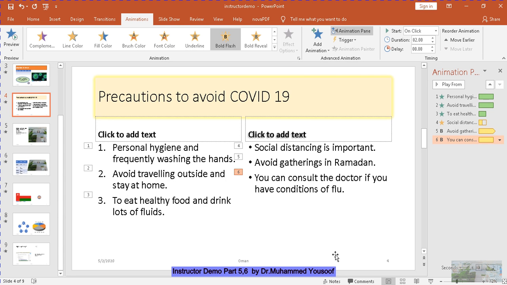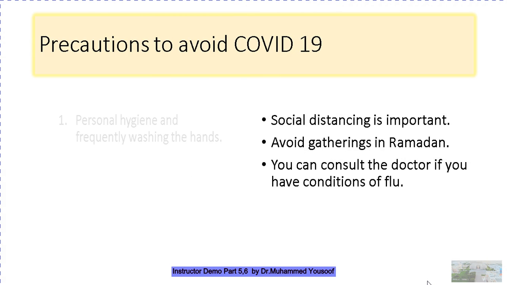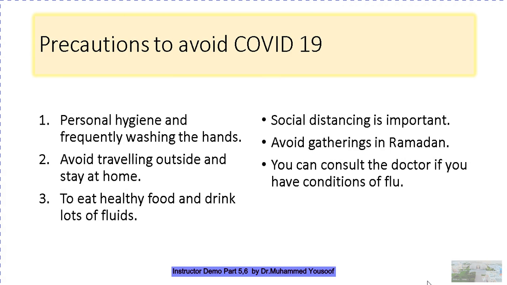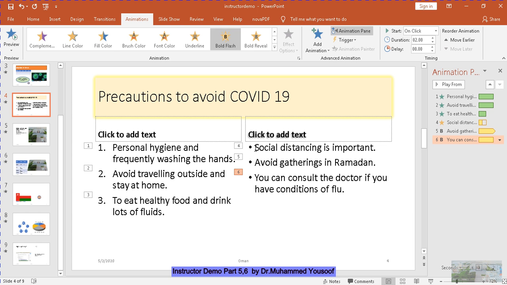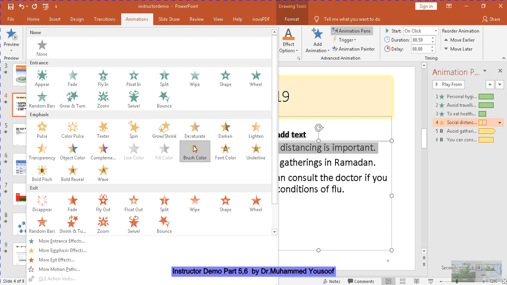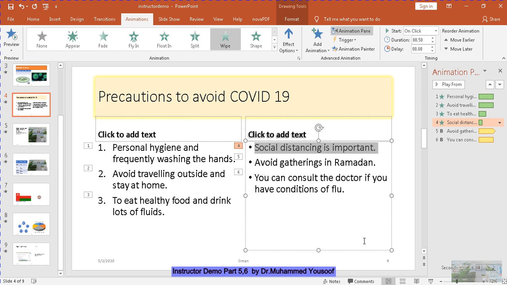Now I try to run this slideshow. See now what happens. Because it is not in entrance. See, the difference is this is for entrance. When it comes, the text appears. This is for when the text is there, what you want to do with the text. For example, this one I selected, and you see here I open this one and choose here. This is emphasis.